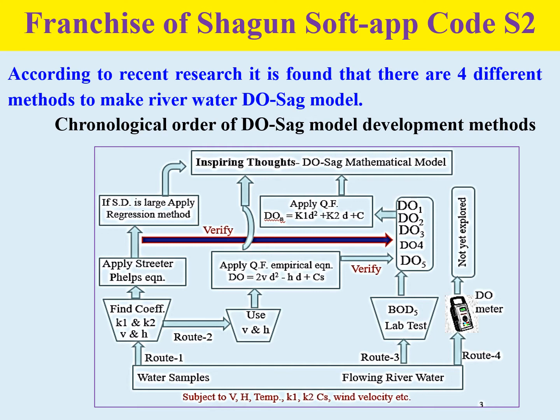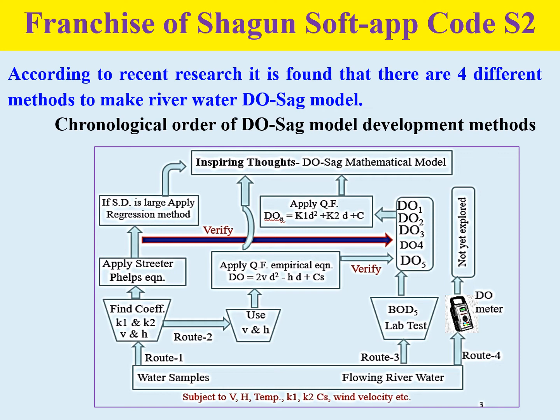Method 3, it is also a finding of new research work. DO model is made from results of BOD lab test by Winkler method. Method 4, DO is determined by DO meters over river reach of 30 km and DO-SAG model is made by empirical formula given in method 2.